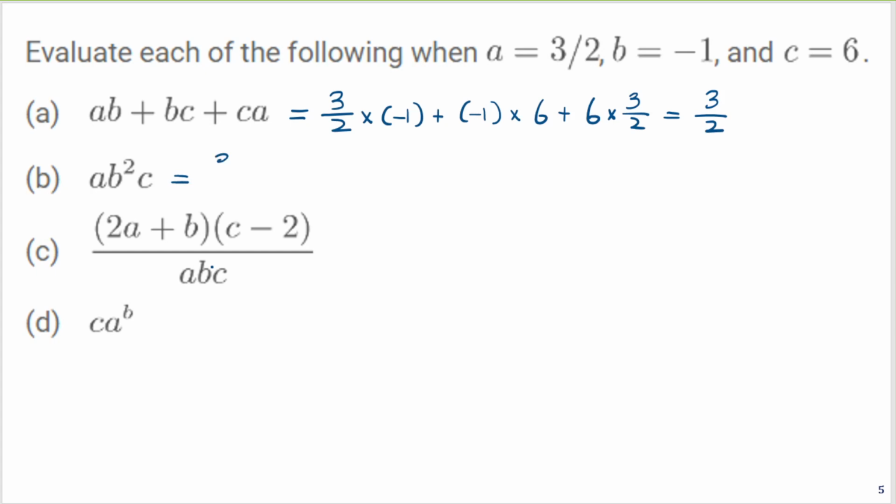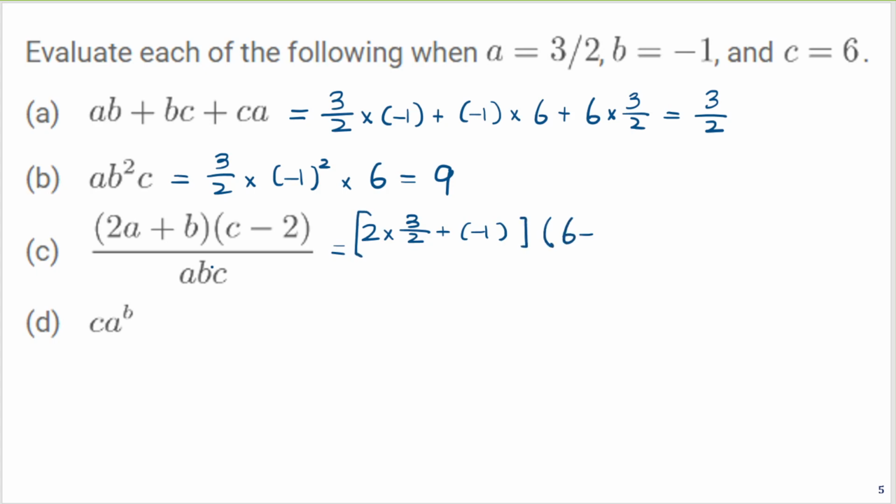And B, A is 3 over 2 times negative 1 to the power of 2, times C, which is 6. And this gives us 9. Next one, we have 2A, which is 2 times 3 over 2 plus negative 1, times 6 minus 2 divided by the product of A and B and C. And eventually we'll have negative 8 over 9, right?